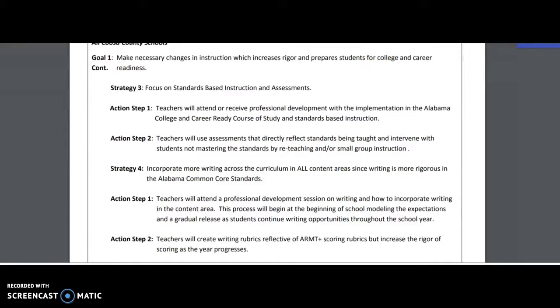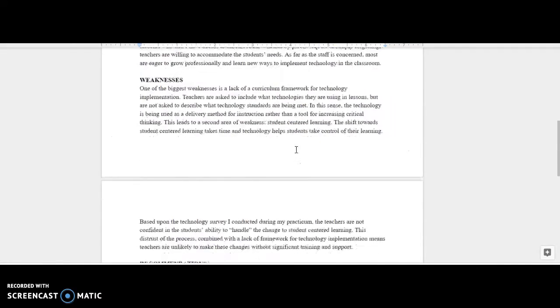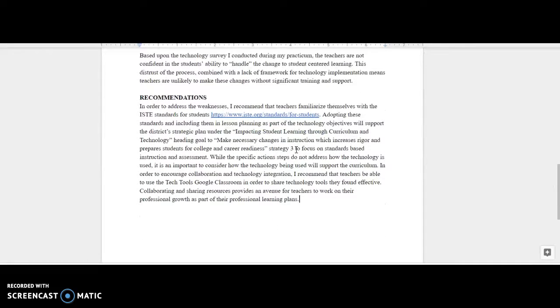The recommendations that I made based off of this is, first of all, the adopting of the ISTE standards for our students. I recommended this so that the teachers, as we're using our technology or submitting our lesson plans, we're asked each week to address and to label the Common Core standards that we're using. My suggestion for this recommendation is to also address the technology standards that we're using. So we're thinking about, why are we using the technology? Are we just using it because it's making our job easier, or are we using it because it's going to help the students learn?